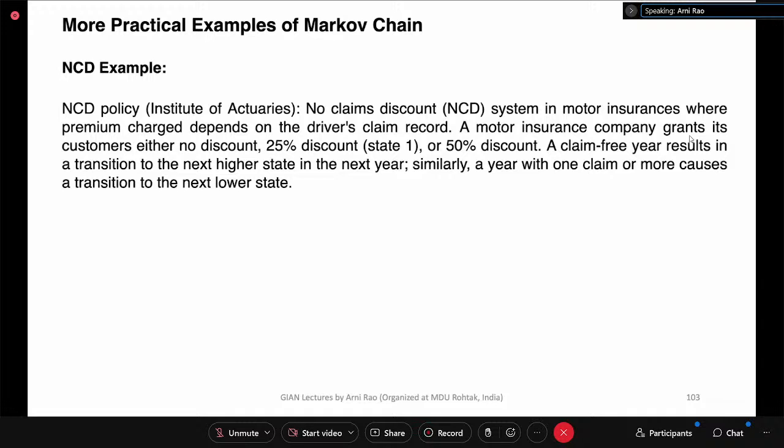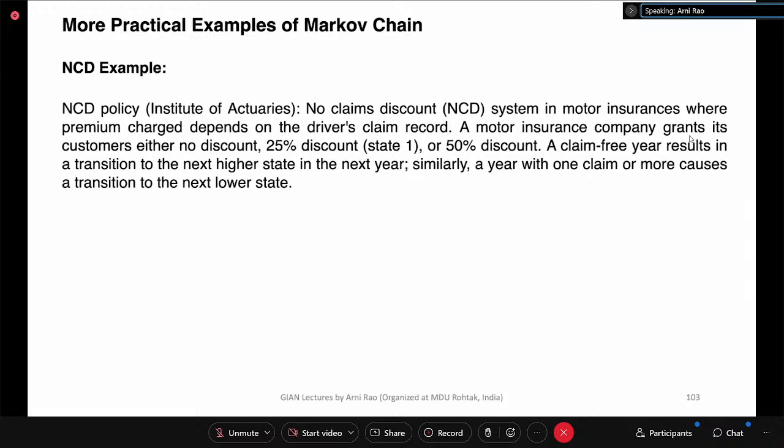Motor insurance or health insurance. In motor insurance, car insurance, in general we buy the insurance every year, and these companies charge premiums based on our history of accidents. So there are three kinds of customers in the real data: customers given no discount, customers given a 25% discount, and customers given a 50% discount. So these are the different states.